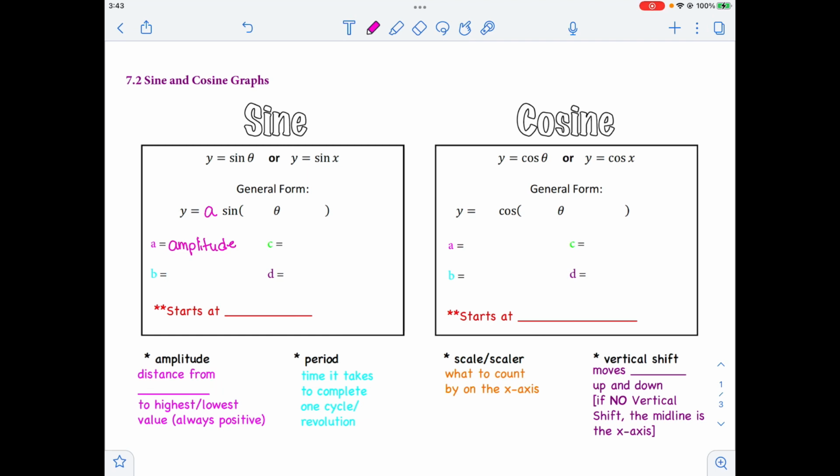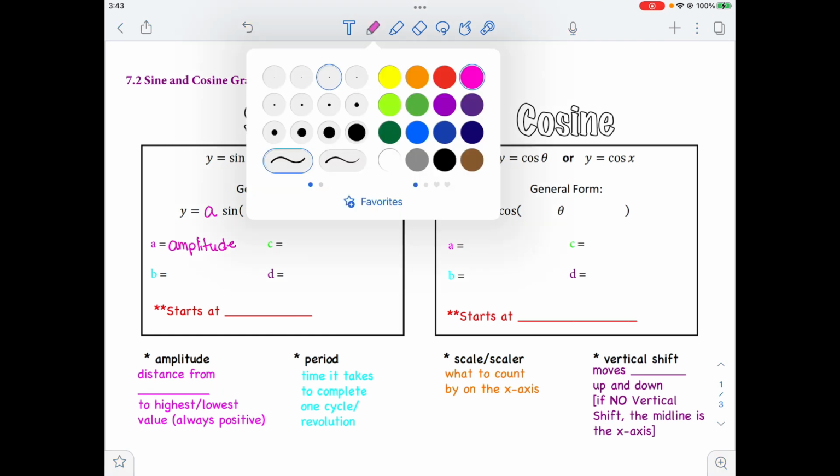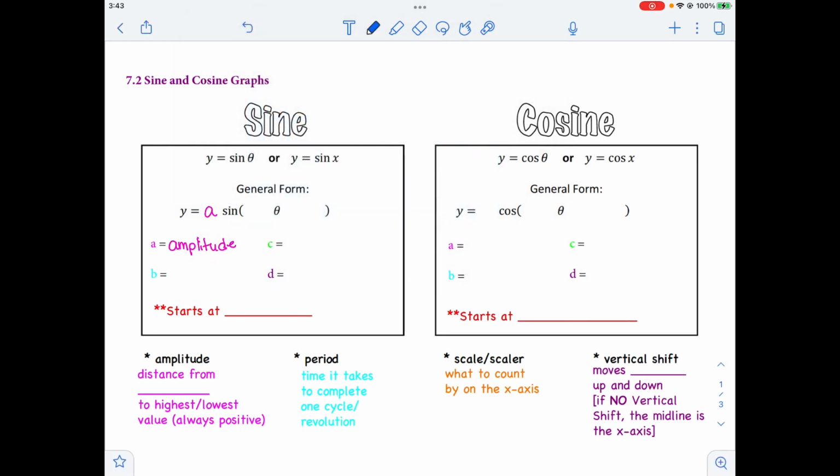Okay, so then let's look at our next piece. So we have sine and then a parentheses, and we have a space and a theta. And whatever number goes here, this is our b, is our period. And we've learned about that as well. So we know it's the time it takes to complete one cycle or one revolution.